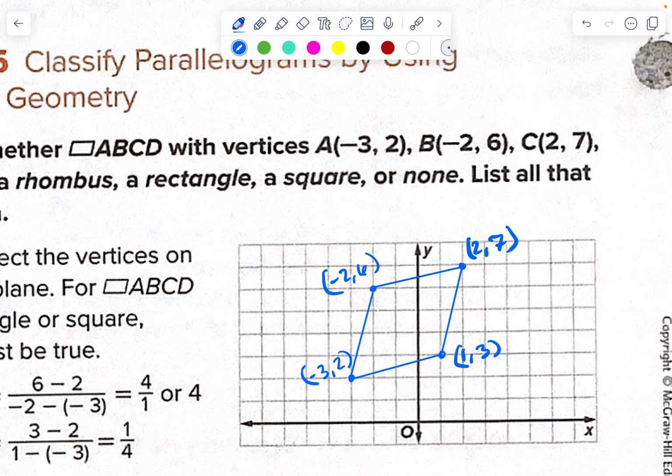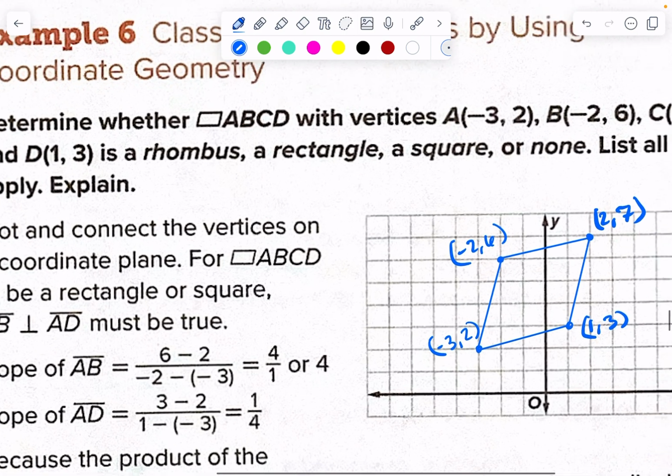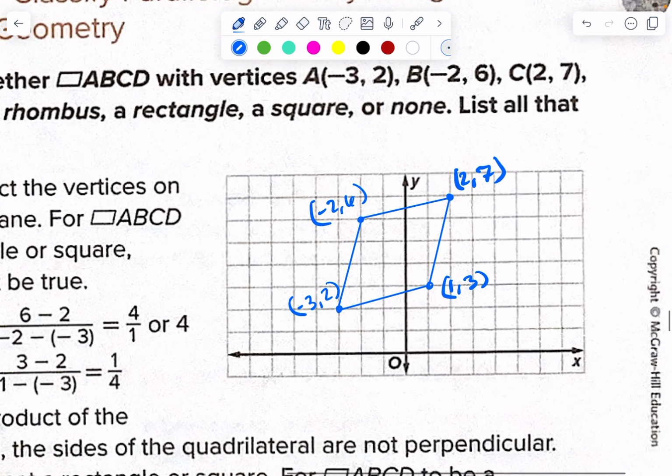It looks like either a rhombus or a rectangle. Yeah, more of a rhombus. So they are saying, is it a rhombus, a rectangle, a square, or none? Those are our choices. You think it's a rhombus? Okay. Let's see. How do we want to do this?